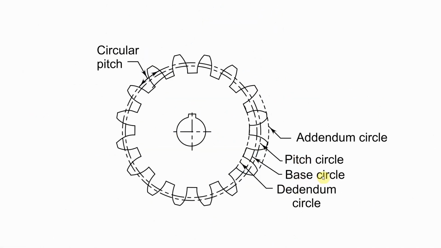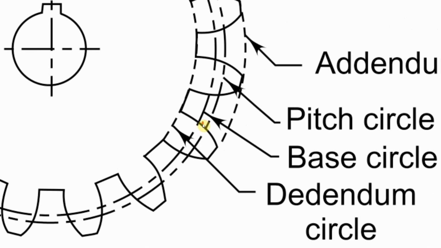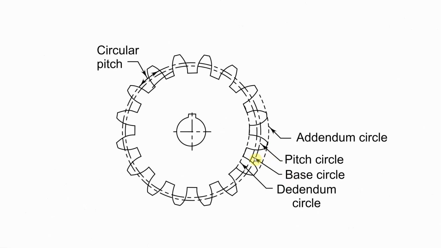Now to explain base circle, let's look at the tooth a little closer. Now the profile of the tooth is involute profile, but throughout the shape of the tooth it is not involute profile. From the bottom land up to the base circle it is not involute profile, and from the base circle the involute profile starts. So this profile is only involute profile and this is not involute profile. That is what base circle is. The circle from which the involute profile starts is called base circle.